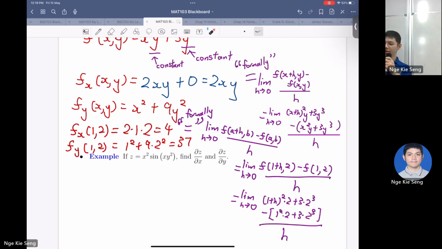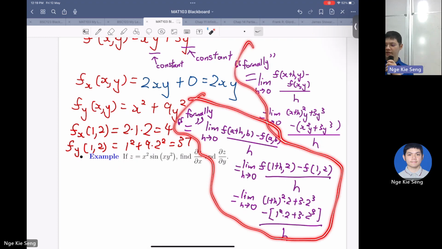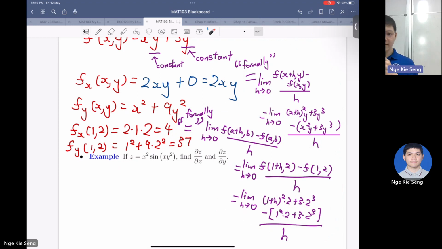Okay. So it's a good exercise if you can see this limit as actually what you get on the left hand side.